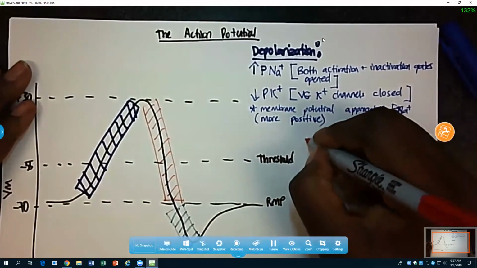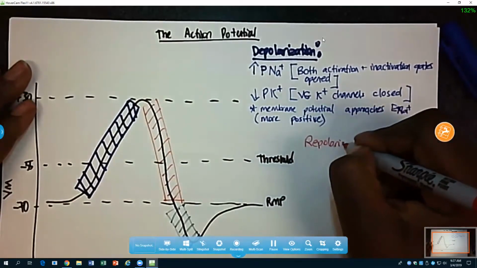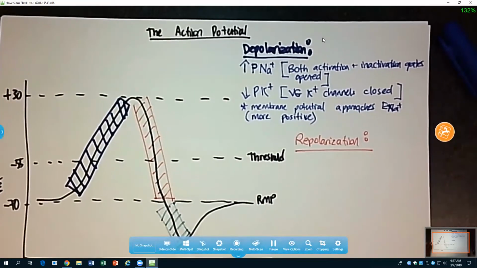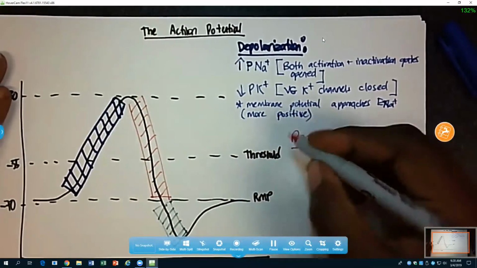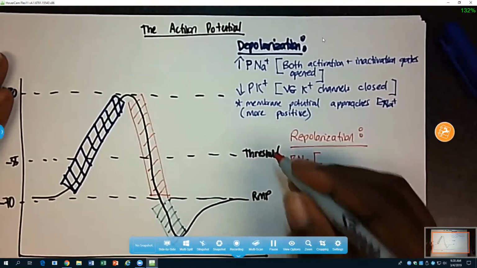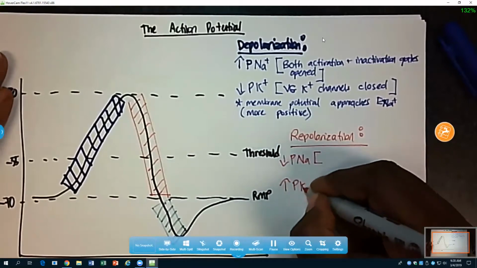Now, what's taking place during repolarization? What is taking place in terms of the membrane potential and channels during this second phase of the action potential? Sodium channels are closing and potassium channels are opening. Good. So we decrease our membrane permeability to sodium here. We'll talk about the gates for that in a minute. And then we increase our membrane permeability to potassium.